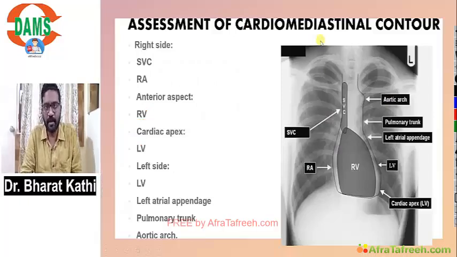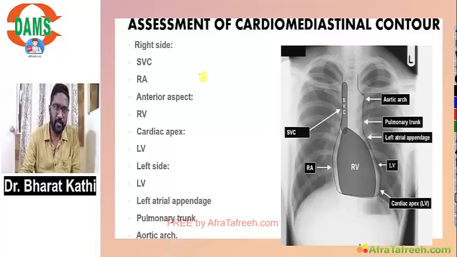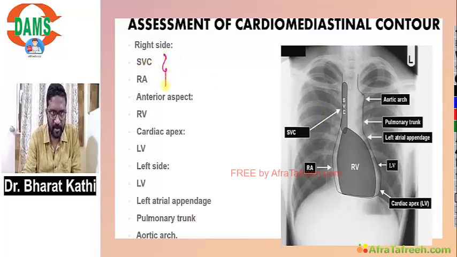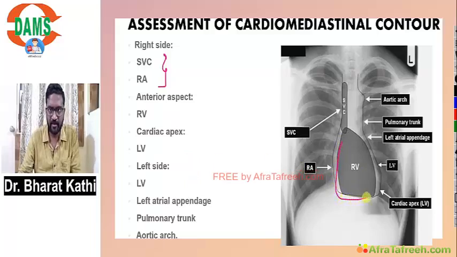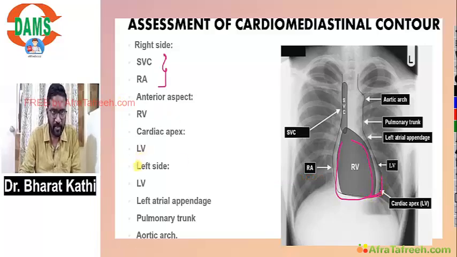Then coming to assessment of the cardiomediastinal contour. On the right side, you will have the superior vena cava and right atrium. On the anterior aspect, this part is the right ventricle, and there will be the cardiac apex. Whereas on the left side, you will have the left ventricle, left atrial appendage, pulmonary trunk, and aortic arch.